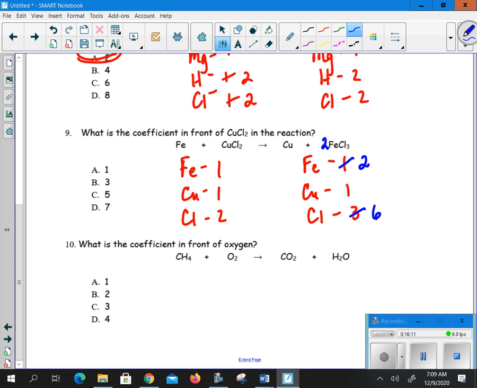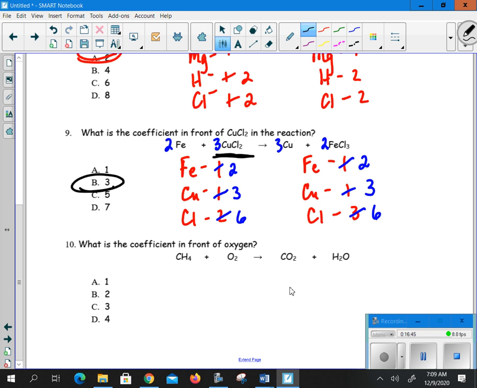Then I'm going to put a 2 here to fix my irons. Then I want to put a 3 here to fix my chlorines. So that would be 3 coppers and 6 chlorines. So then I would need to put a 3 here to balance my coppers on the other side. And it's asking for what is the coefficient in front of this part of my reaction, which is a 3.